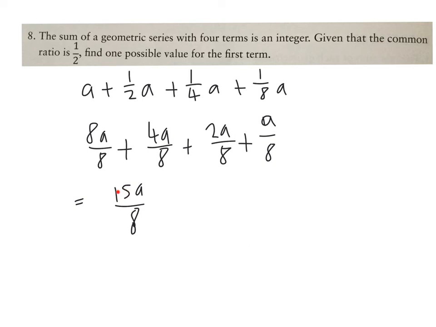There are no factors of 15 and 8 that are common, so really what you need to have is this letter a has to be a multiple of 8 to cancel out the 8. So a can be any value as long as it's a multiple of 8.